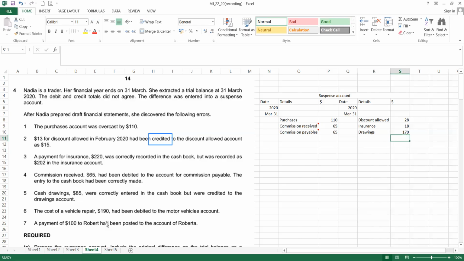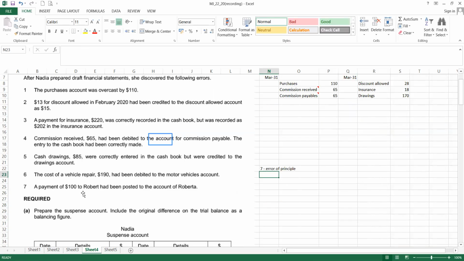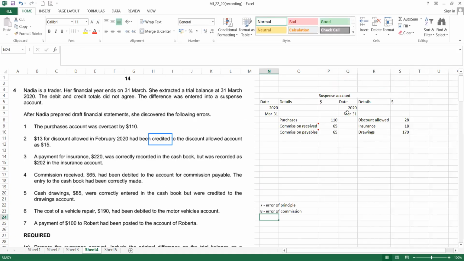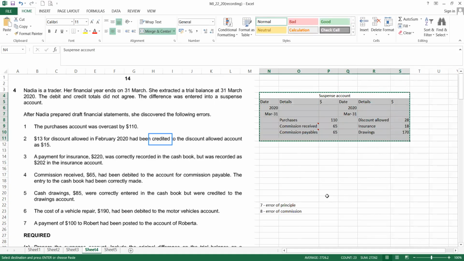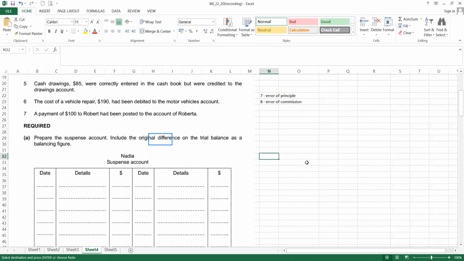Next, the cost of a vehicle, 190, has been debited to motor vehicle. The error for number 6 is actually an error of principle, because an expense was classified as a motor vehicle non-current asset. A payment of 100 to Robert has been posted to the wrong account, Robita. So this is an error of commission. These two have no need to go through the suspense account, so no entry here.